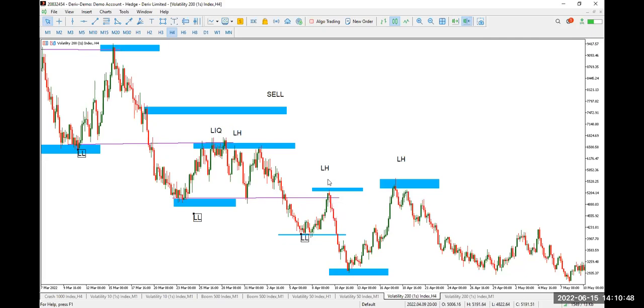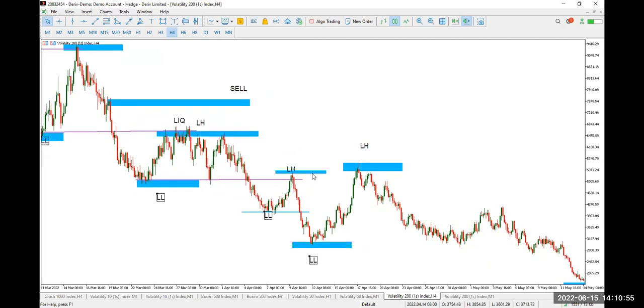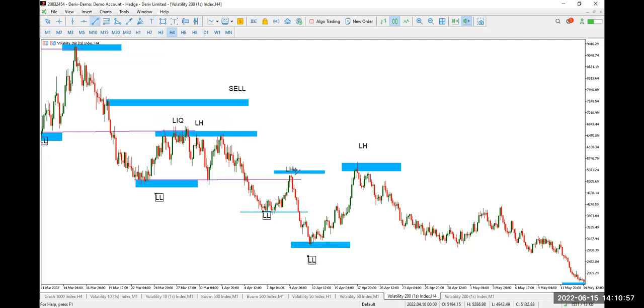Now from this lower high here, this is a lower high. From this lower high to this lower low, the market came down and broke this lower high here. This lower high was broken. So this is what we call a liquidity grab here.